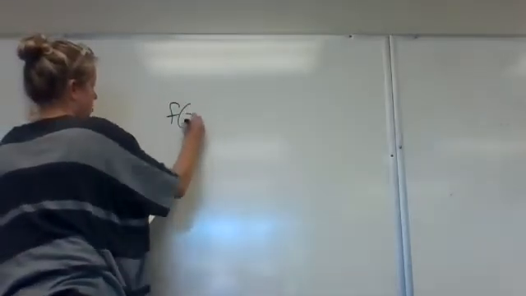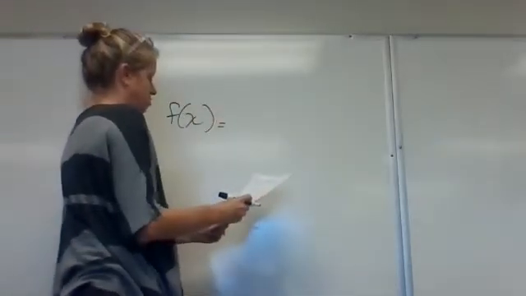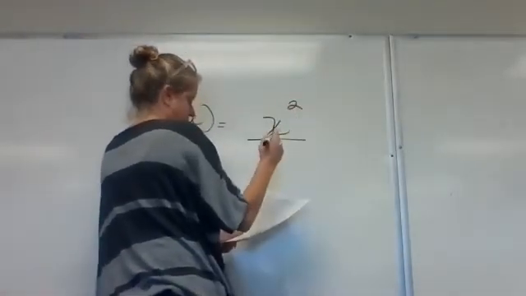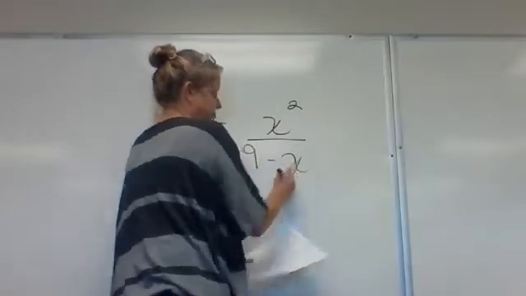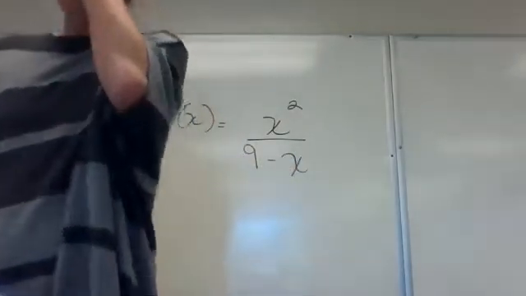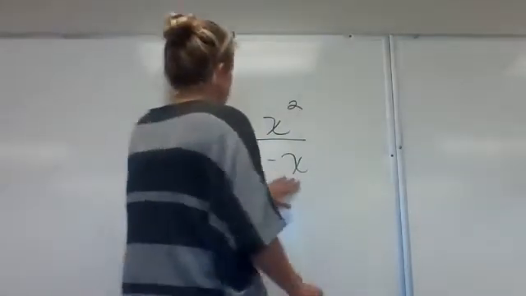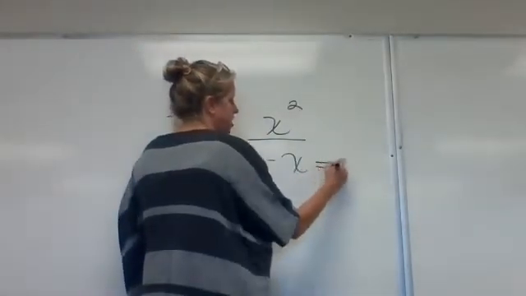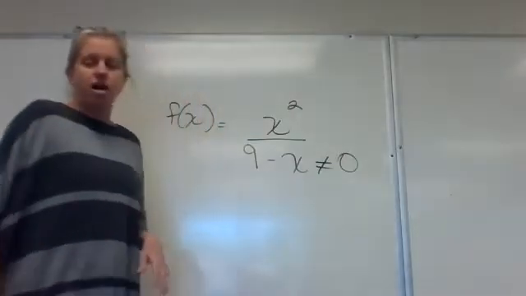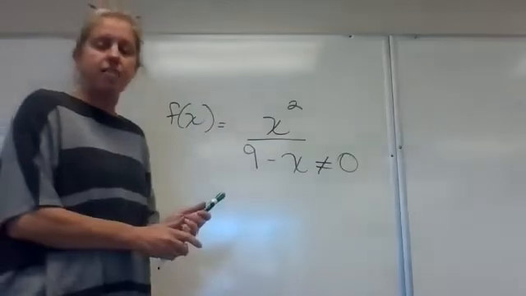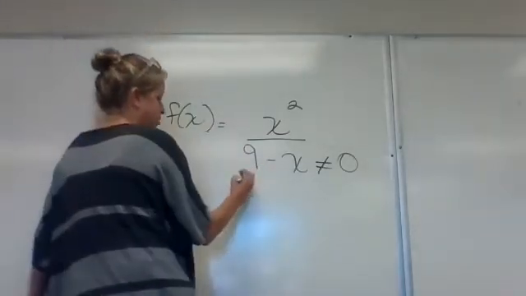So on number 1, the function is f of x equals x squared over 9 minus x. And we're asked to find the domain. Now remember, it all has to do with the denominator. Your denominator cannot equal 0. So set it up to not equal 0, and then just solve it like you would any other equation by getting the x by itself.